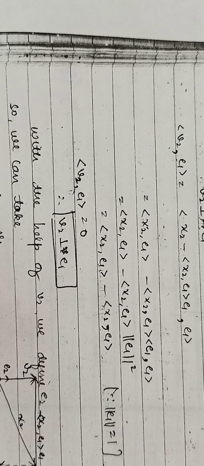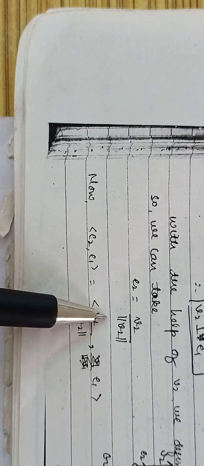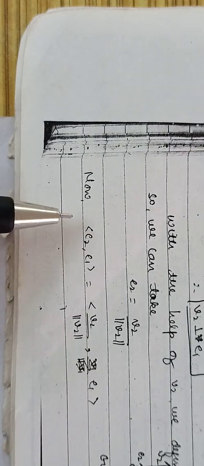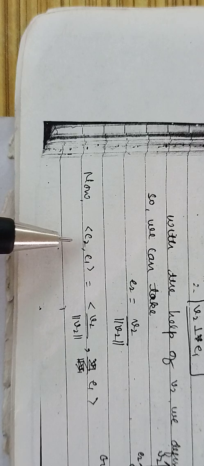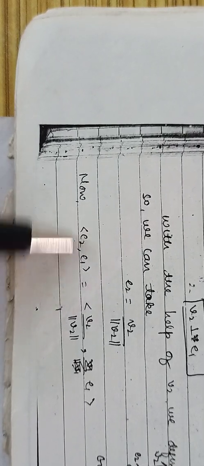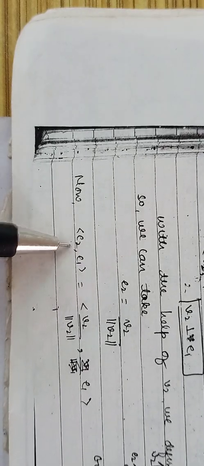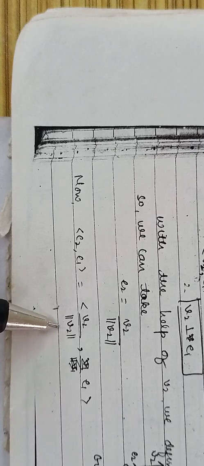Now with the help of this vector, we can define e2. e2 can be defined as v2 divided by its norm. Now we will check that e1 and e2 are orthogonal. So let us find the inner product of vector e2 with vector e1. Now substituting the value of vector e2, the value of vector e2 is v2 divided by its norm.